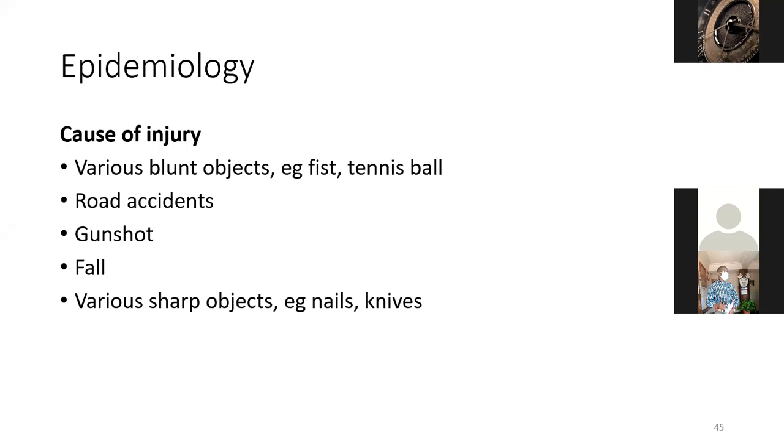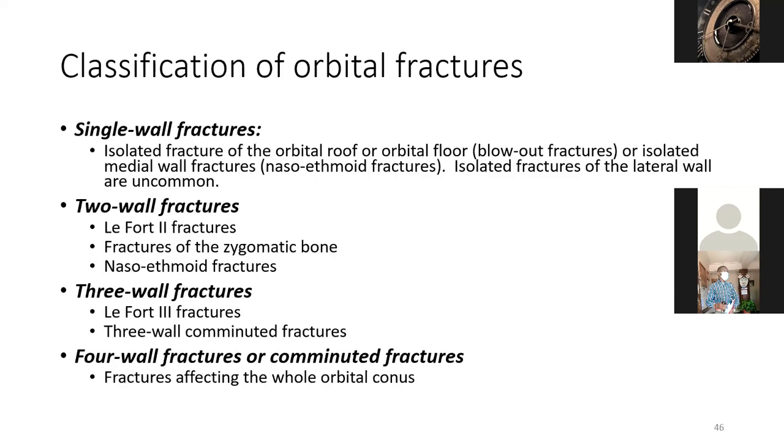The cause of injury can be various blunt objects like fist, tennis ball, road accidents, gunshot, a fall, or sharp objects, nails or knives. In the interest of time, we are going to skip this classification of orbital injuries. You are going to get the notes so you go through it at your leisure.